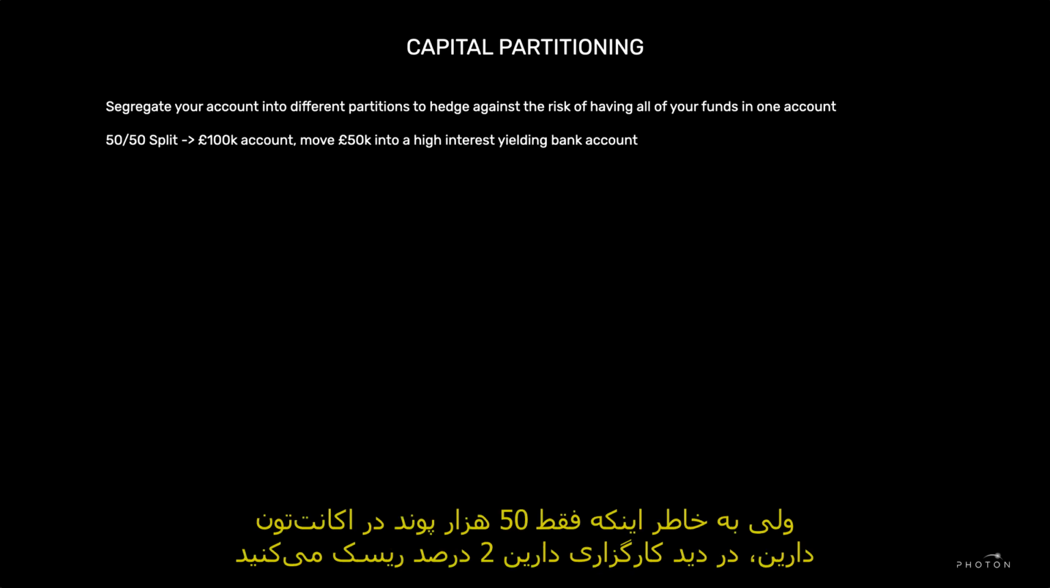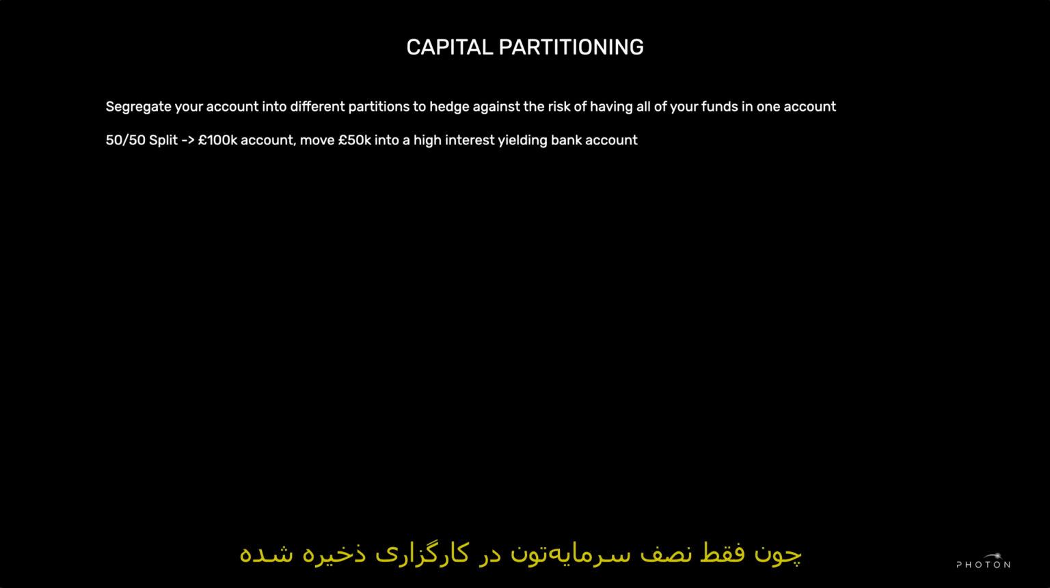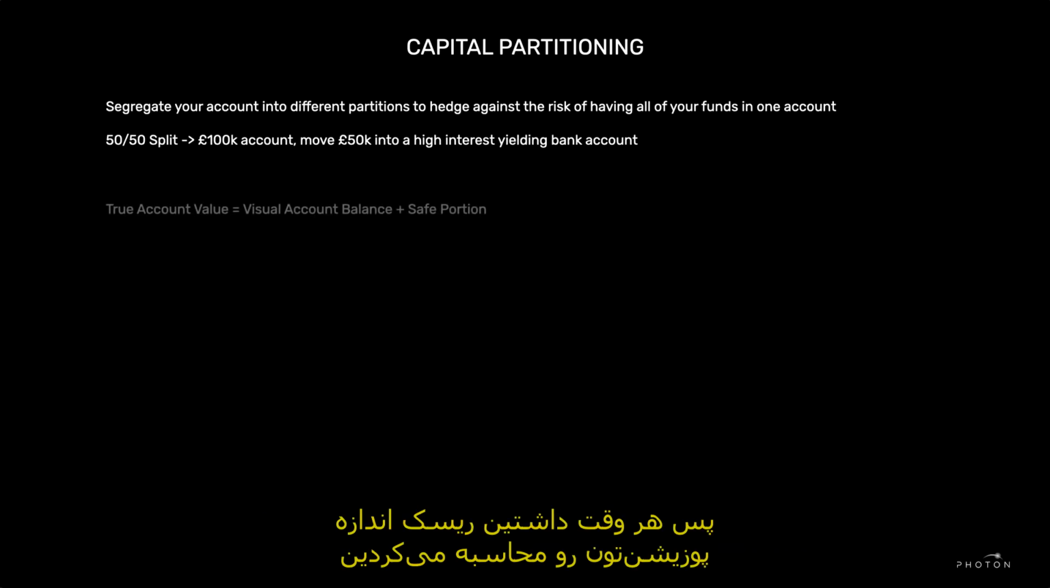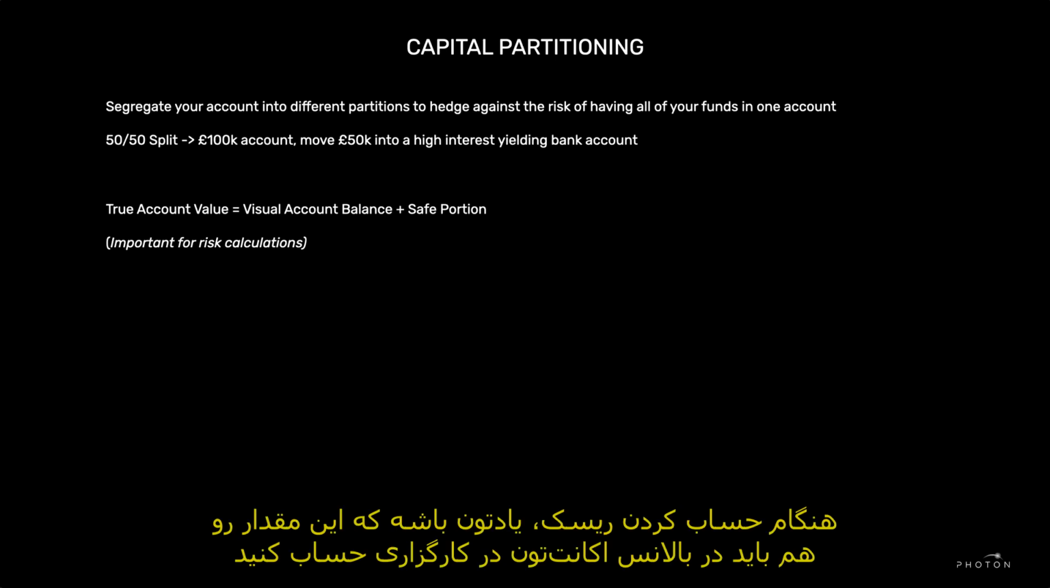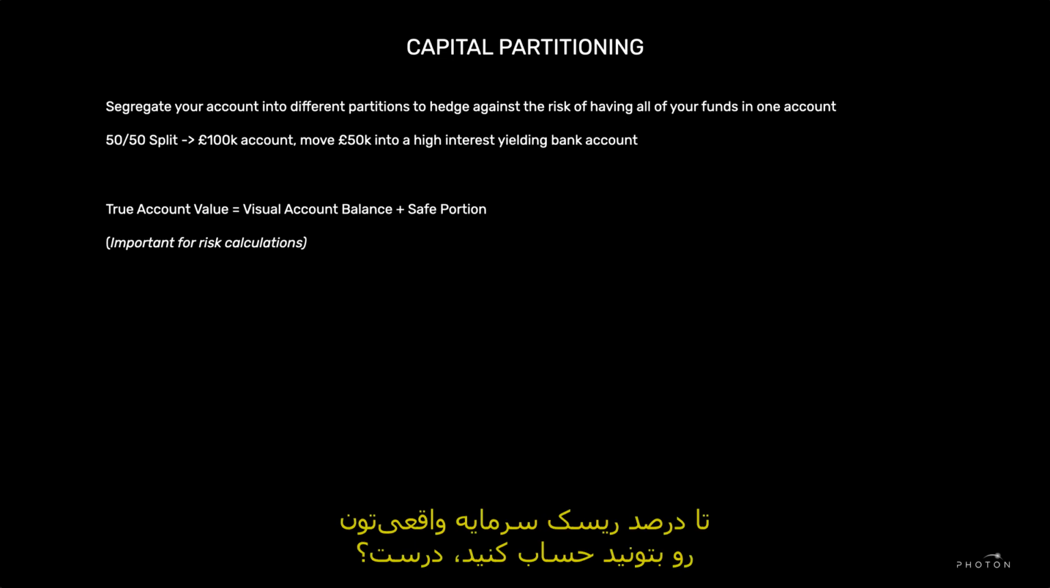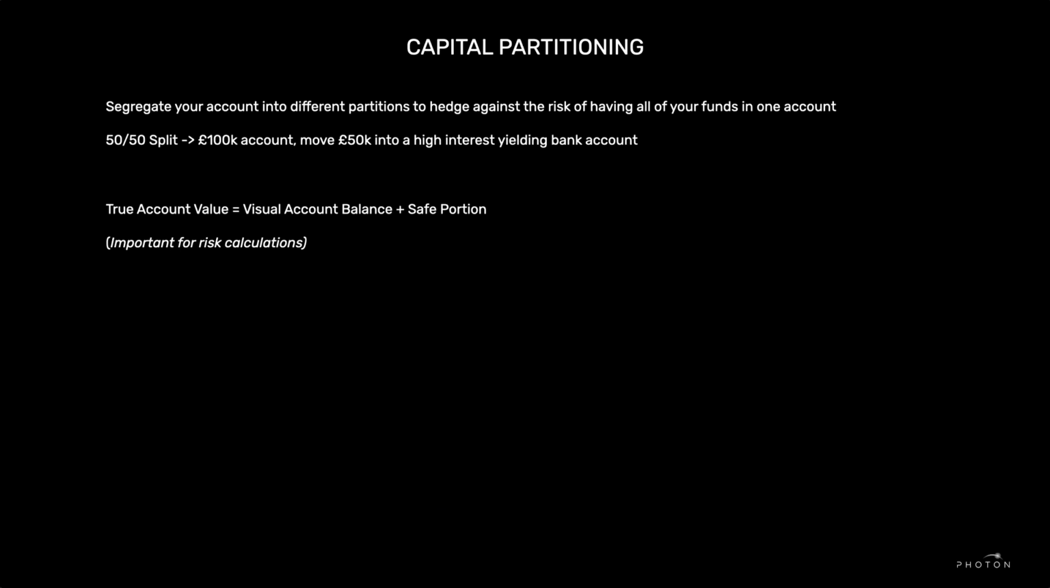But because you only have £50,000 in your account, this will appear to the broker as you risking 2% per trade on your brokerage account, right? Because only half of your capital is actually stored in there. So whenever you are calculating your position size risk, you just need to remember to always add the amount of capital, the safe portion that you have put in a segregated account, to your account balance in your brokerage account when you make that calculation, so that you are risking a percentage of your true account value.